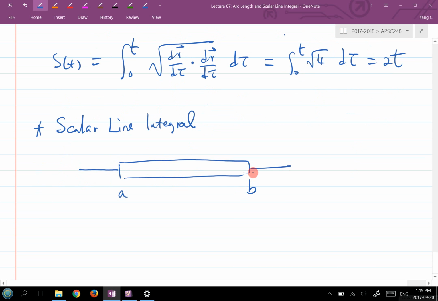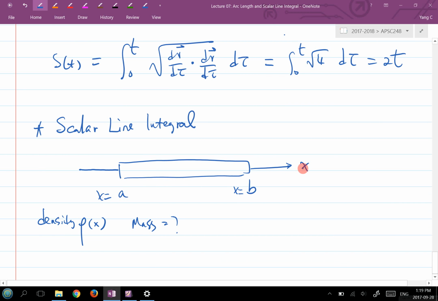Now suppose the wire has a density rho of x. Then you will probably be asked, what's the mass of the wire for this segment here? So we start from x equal to a and end up at x equal to b. This is 2D.